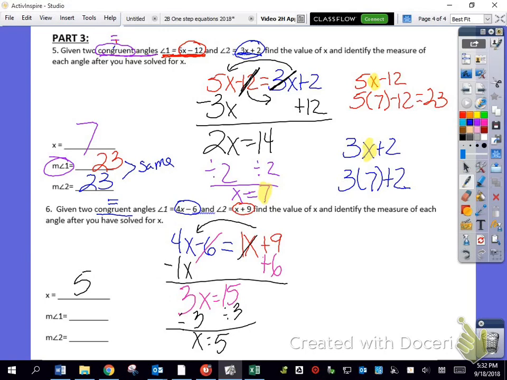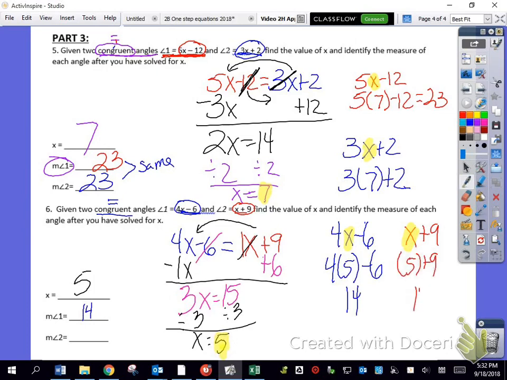Now once you get x equals 5, I've got to go back and find my angles. So angle 1 was 4x minus 6. And wherever I see x, now I'm going to plug in a 5. So 4 parentheses 5 minus 6. And when you put that in the calculator, you get 14. So measure of angle 1 is 14. And then angle 2 is x plus 9. So again, wherever you see x, you're going to plug in 5. So parentheses 5 plus 9, which is also 14. And they are indeed congruent.